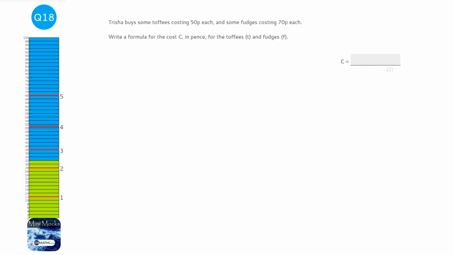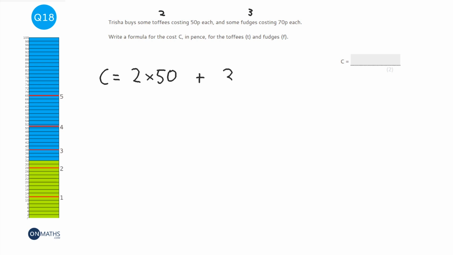Okay, for this question we're asked to find the cost of the toffees and the fudges. Now, if we imagine that we had 2 toffees and 3 fudges, how would you work this out? Well, the cost would be 2 times 50p, and then we would add 3 times 70p. The problem is that 2 and 3 I've just made up, so that's not going to be the answer to this question. What it says though is that it wants toffees to be called T, and the amount of fudges to be called F.